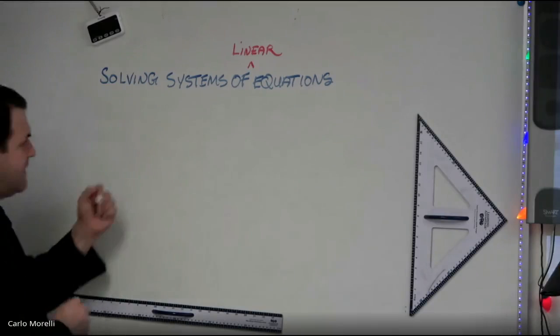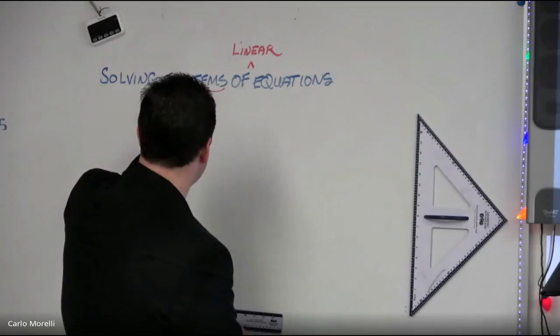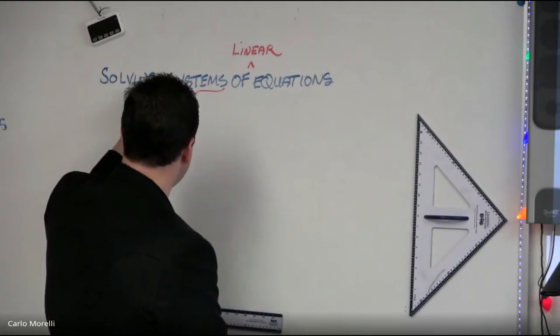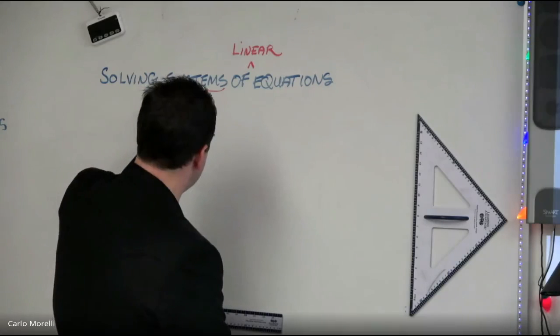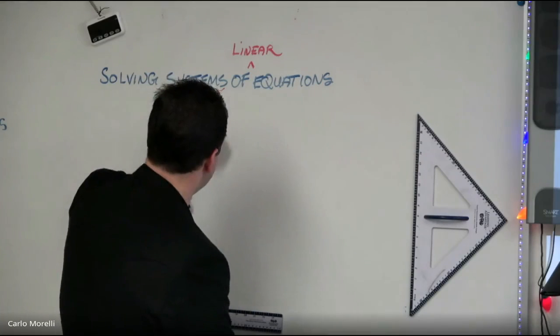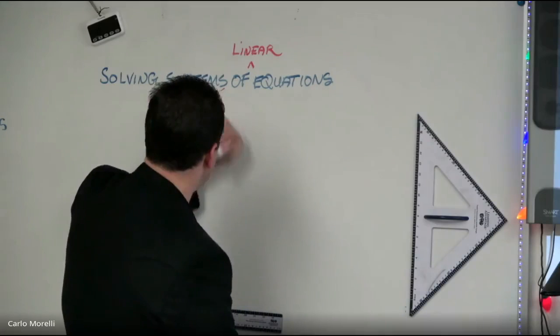So what is a system? This word system just means two or more equations. Two or more equations.